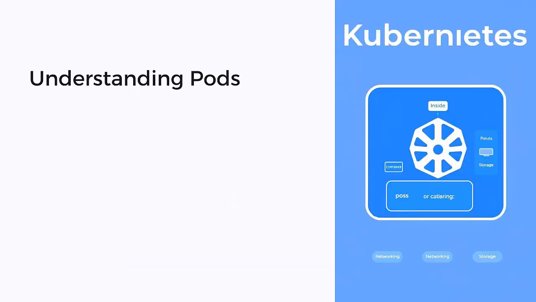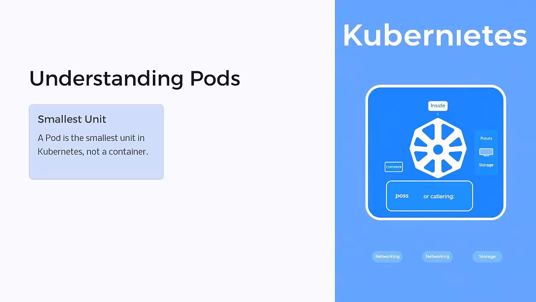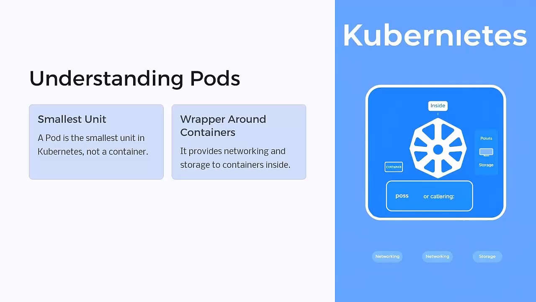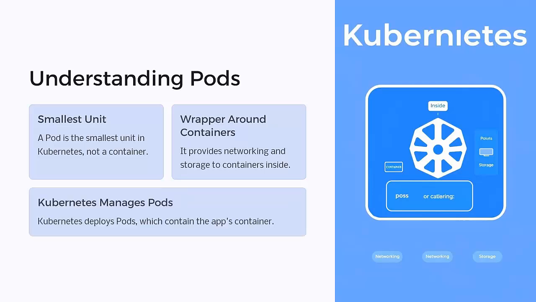In Kubernetes, the smallest unit is not a container, but a pod. A pod is like a wrapper around one or more containers. It provides networking and storage to the containers inside it. Kubernetes does not manage individual containers directly. Instead, it manages pods. So when Kubernetes needs to deploy an application, it actually deploys a pod that contains the app's container inside it. So now you understand what containers are, why we need Kubernetes, and how it works at a high level.